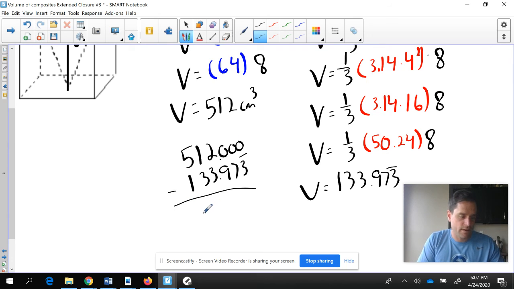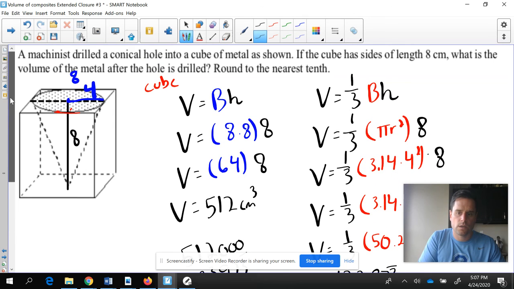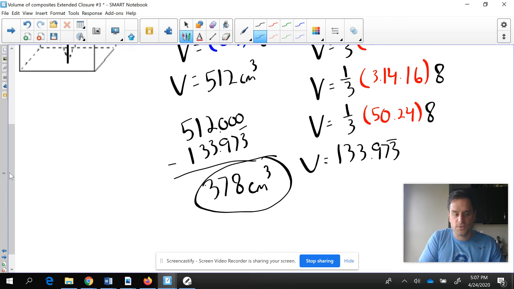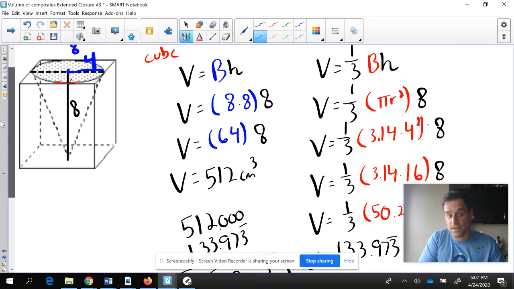We're going to round this to the nearest 10th, which actually comes out to a whole number. If you round this to the nearest 10th, it should be 378. And that is going to be, I believe, centimeters cubed.